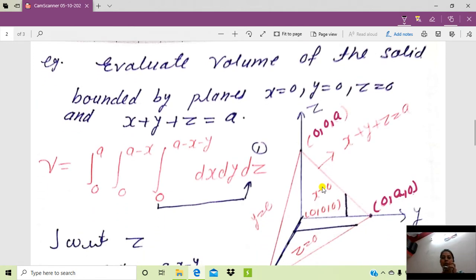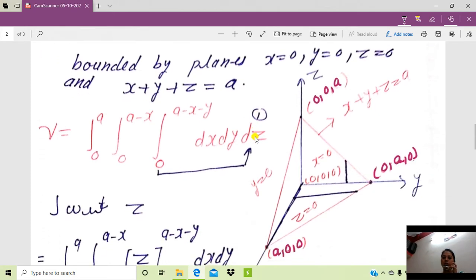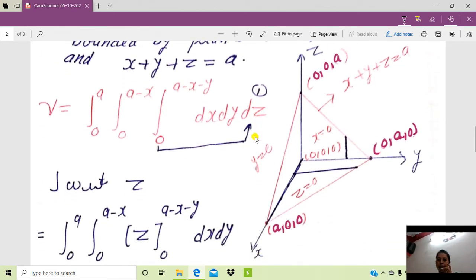We have to find the volume of a solid bounded by four planes, and the planes are x is equal to 0, y is equal to 0, z is equal to 0, and the plane x plus y plus z is equal to a. So let's discuss the diagram.